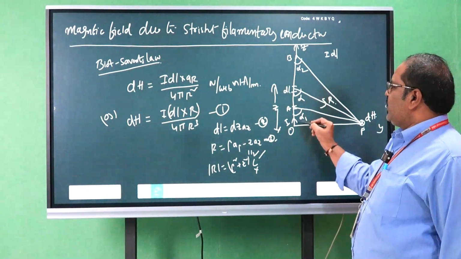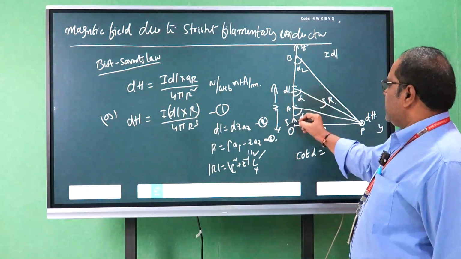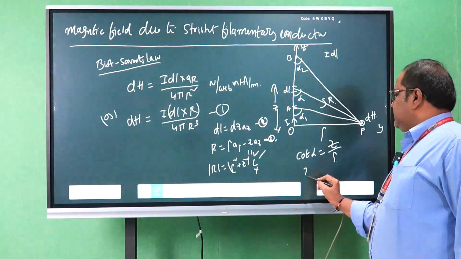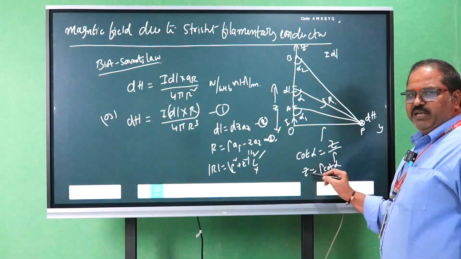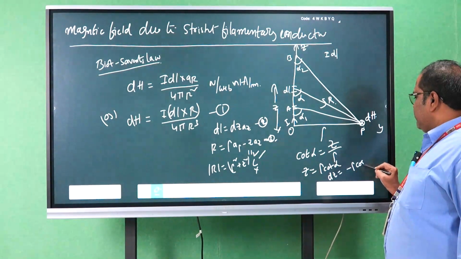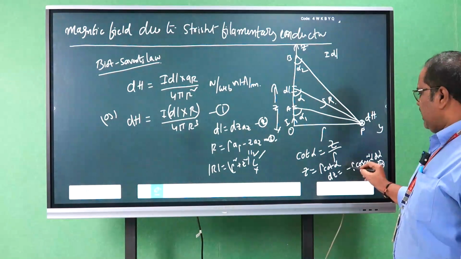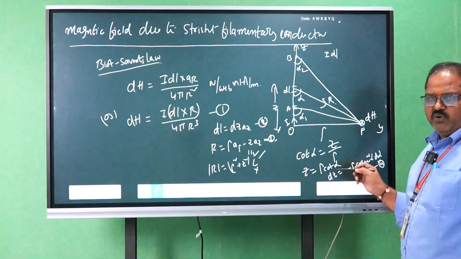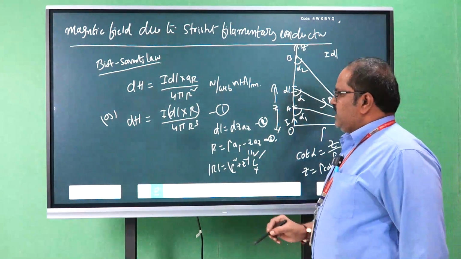Therefore, you have to find out cot alpha. The cot alpha is equal to adjacent side z by opposite side rho. Therefore, z is equal to rho cot alpha. Differentiating both sides, dz is equal to minus rho cosecant square alpha d alpha, equation number 4. The differential of cot alpha is minus cosecant square alpha d alpha. Therefore, substitute this equation.